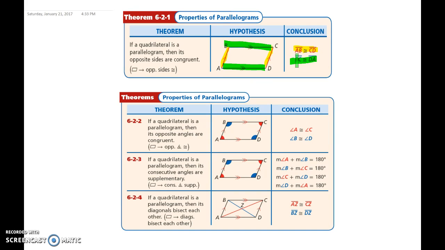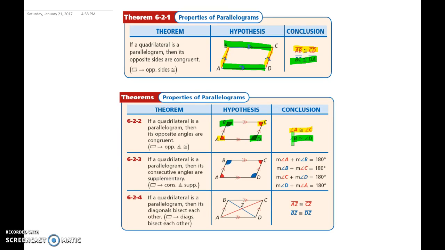And we know that this is a parallelogram, because they tell us that both pairs of opposite sides are parallel. So I know it's a parallelogram. So if it's a parallelogram, opposite sides are congruent. If it's a parallelogram, then opposite angles are congruent. So angle A is congruent to angle C, and angle B is congruent to angle D. So not only are the opposite sides congruent, but the opposite angles are congruent as well.